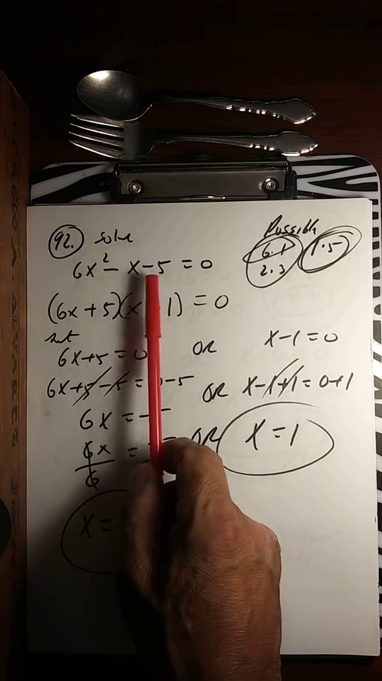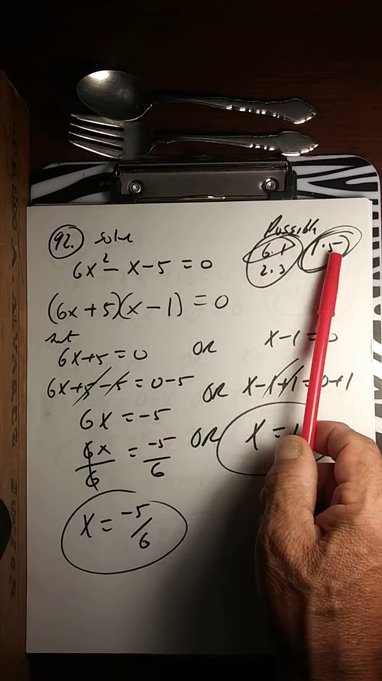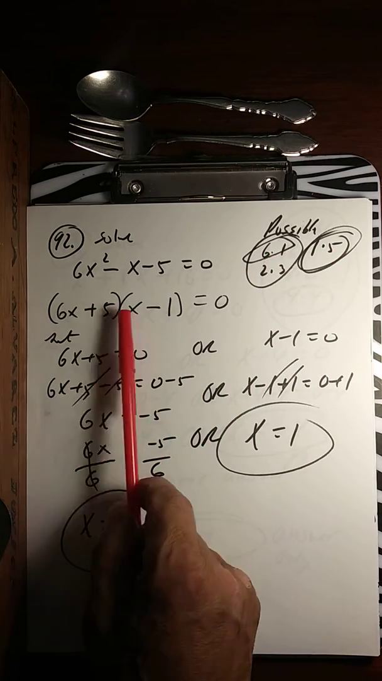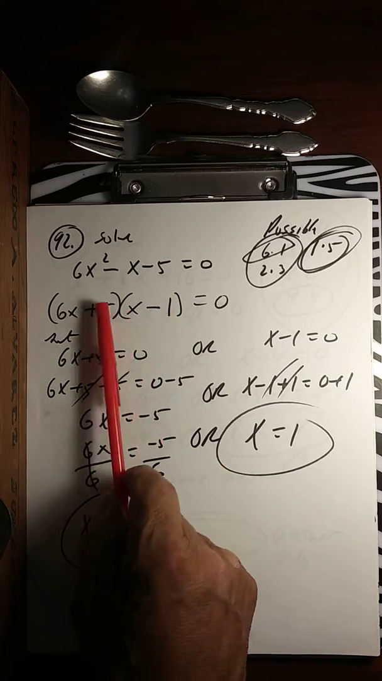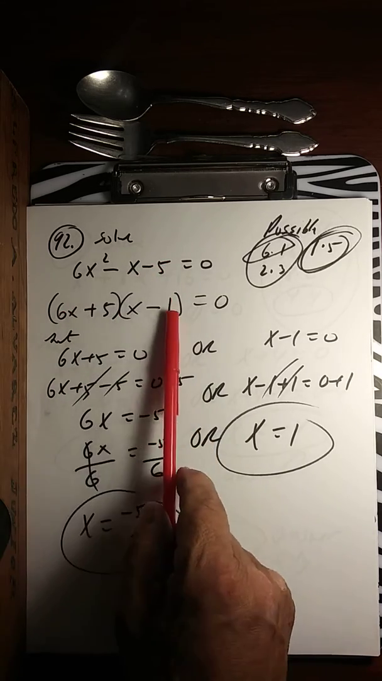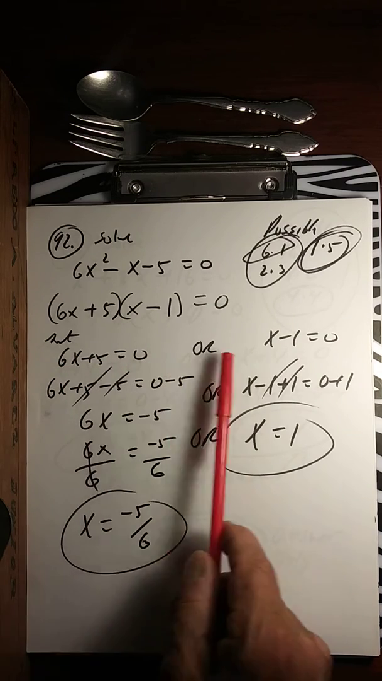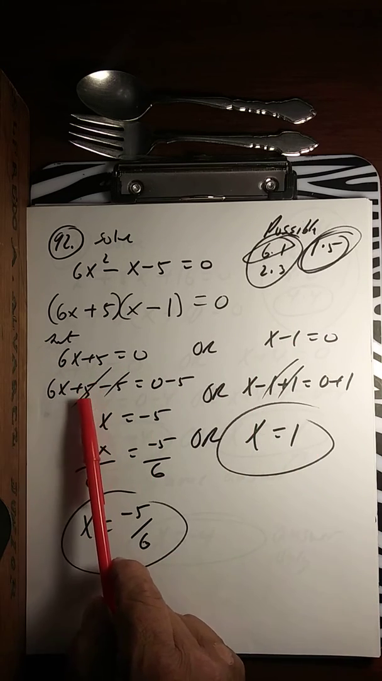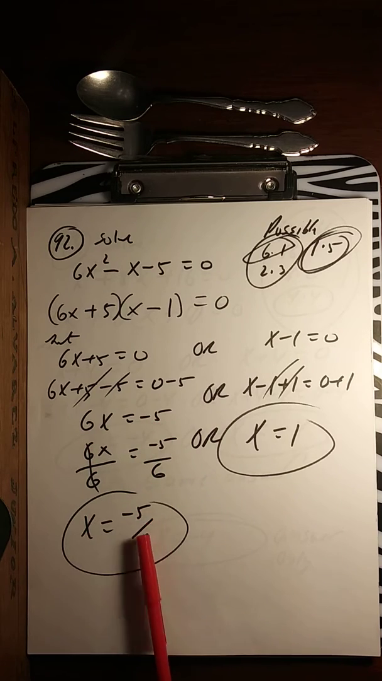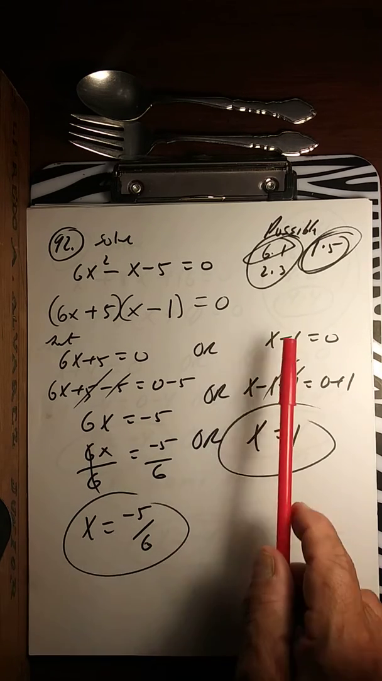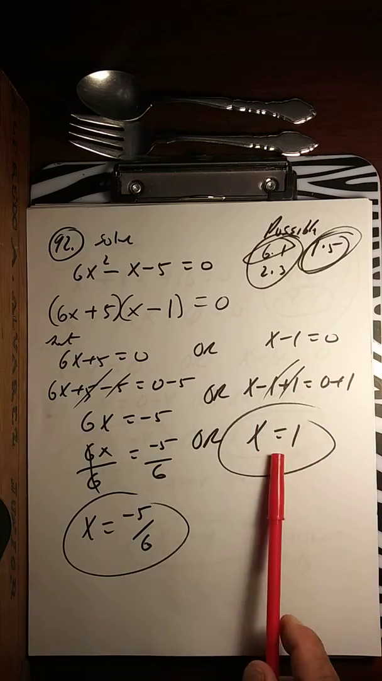6x squared minus x minus 5 equals 0. 6 and 1 and 5, so that's our guess. That's right. 6 times that is 6x squared, that turns out negative 5. So negative 6 and 5 is negative 1. Yep, so this is correct. 6x plus 5 equals 0, x minus 1 equals 0. So minus 5, 6x equals negative 5, divided by 6, so x equals negative 5 over 6. Plus 1, so x equals 1.